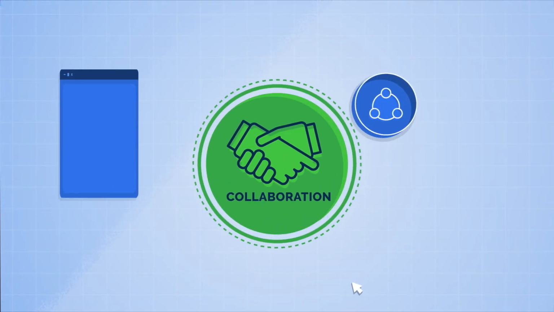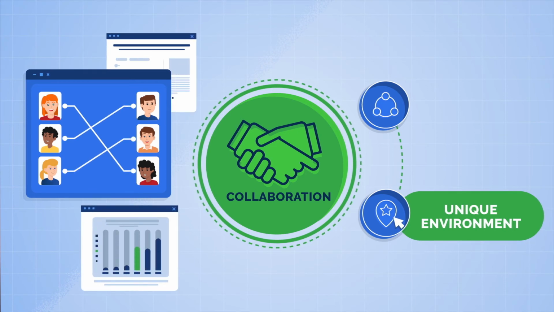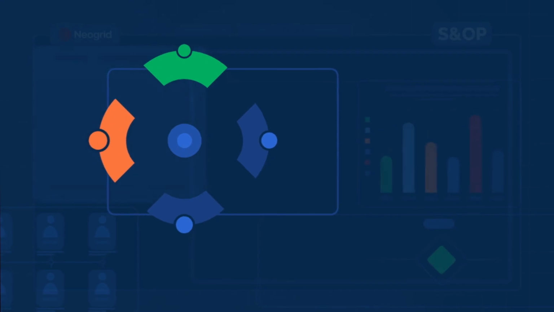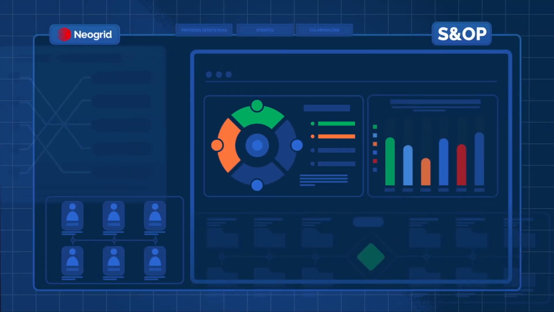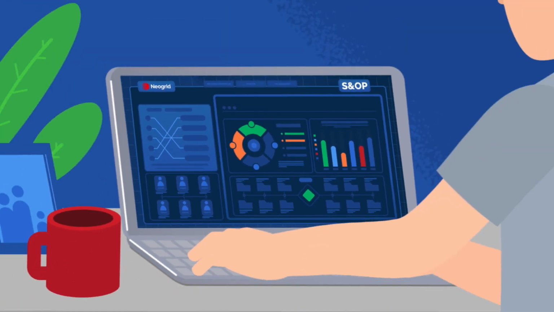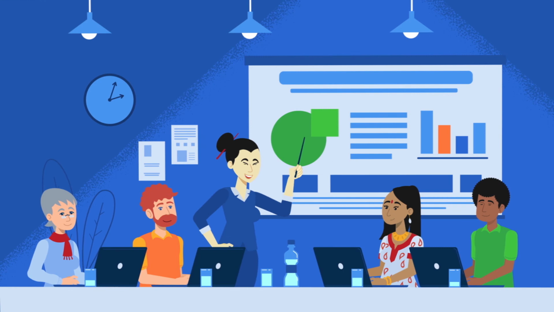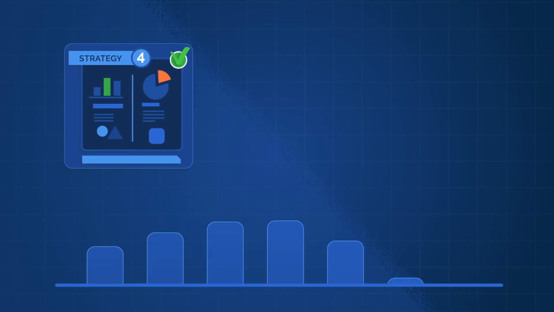And the third point is a collaborative tool that creates a unique environment, combining all information in one place, ensuring integration among areas in an agile, simple, and flexible manner, with easy access among all stakeholders. With these and other features, your company optimizes time, and your teams can collaboratively focus on strategic planning and decision-making that will leverage your business results.